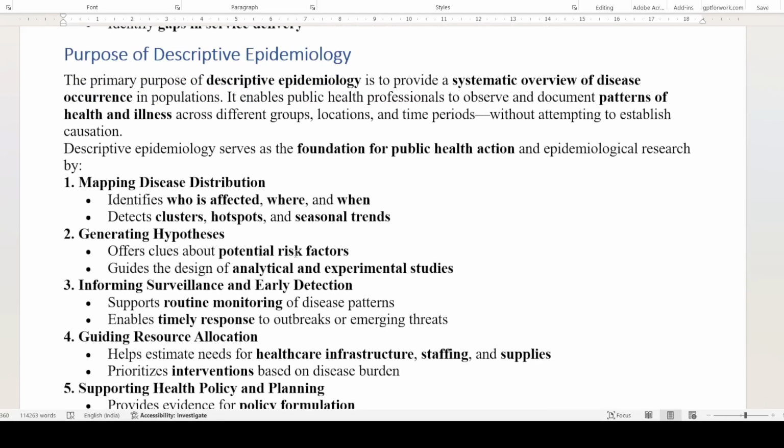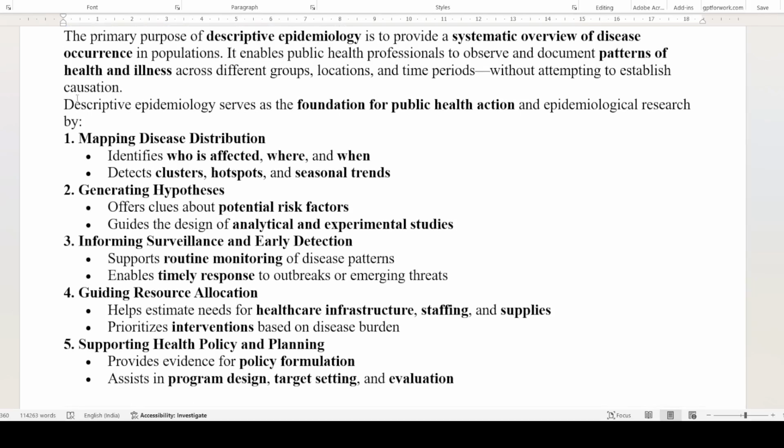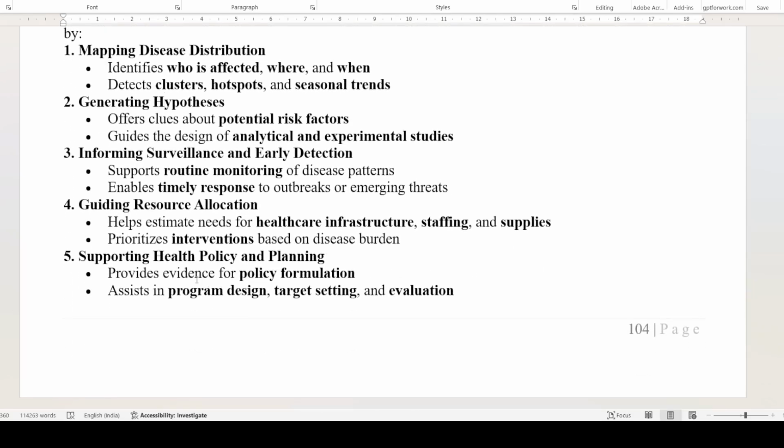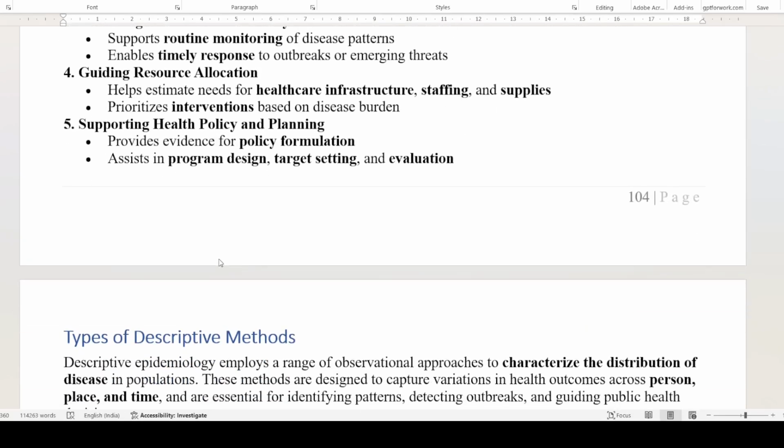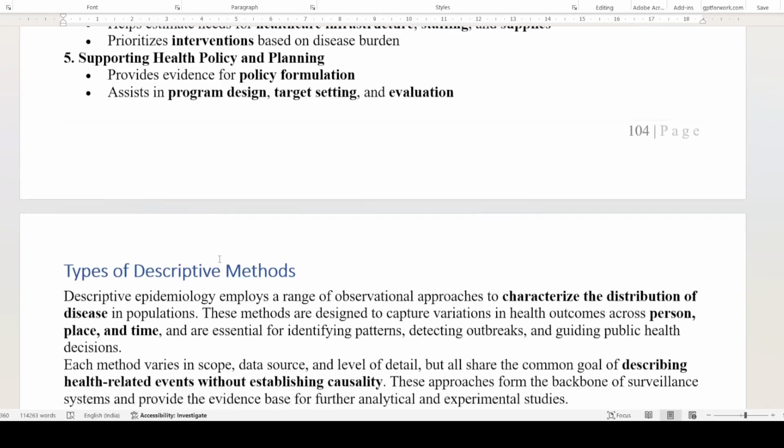Now purpose, it is just similar to our objective. Purpose is that we are able to map disease distribution. We can generate the hypothesis. We are able to inform the surveillance and early detection authorities. We can guide resource allocation, and we can also support health policy and planning to the authorities.